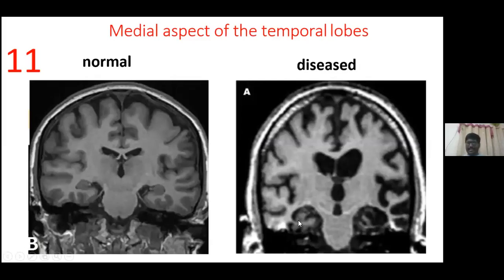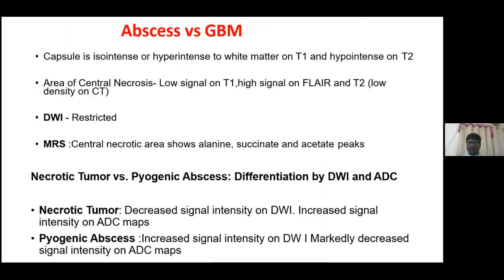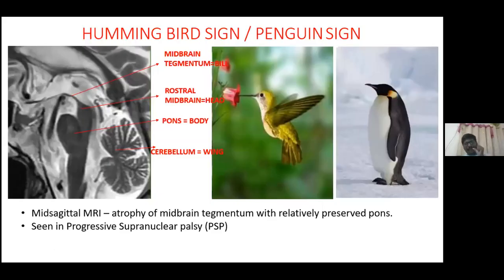You don't see this in all cases of Alzheimer's disease, and even in the milder disease. This is seen only in case of advanced disease where there is complete atrophy of temporal lobes. This is again the hummingbird sign, penguin sign, atrophy of midbrain tegmentum with relatively preserved pons. Again, this is classically seen in case of progressive supranuclear palsy.